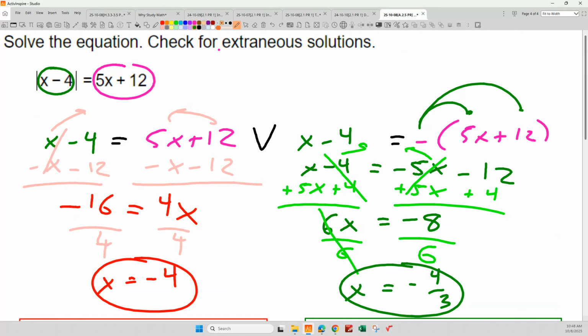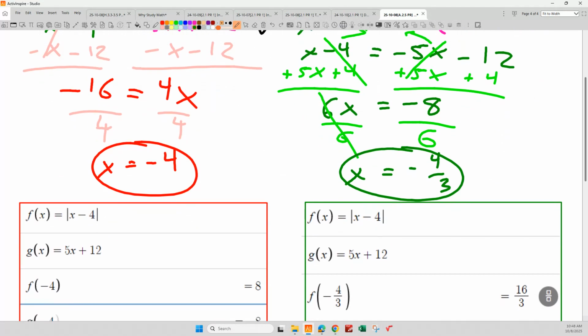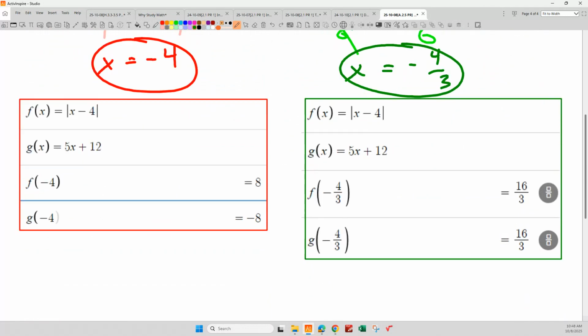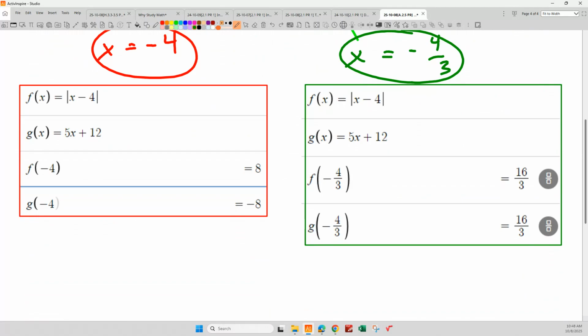And we'll check these with Desmos. So f of x equals the left side, which is the absolute value of x minus 4. What does g of x equal? 5x plus 12 in the original equation, right? Okay, so g of x equals 5x plus 12. Well, let's try both of these. If I plug in negative 4/3 into f and g, I get positive 16/3 on both sides. So does it work? Yes, it works, right? Those are the same. Look at that. Okay, these two are equal, so it checks out. That solution worked.